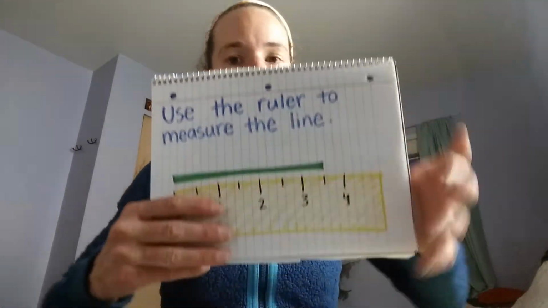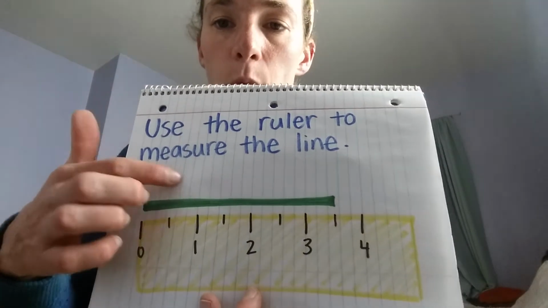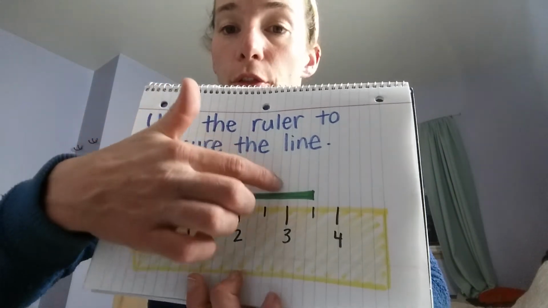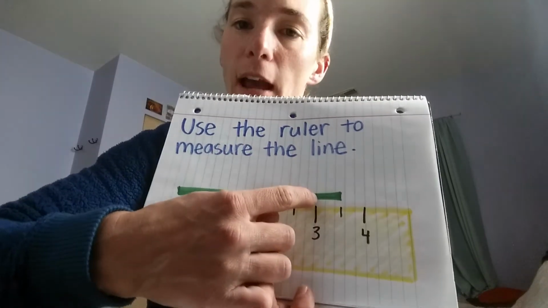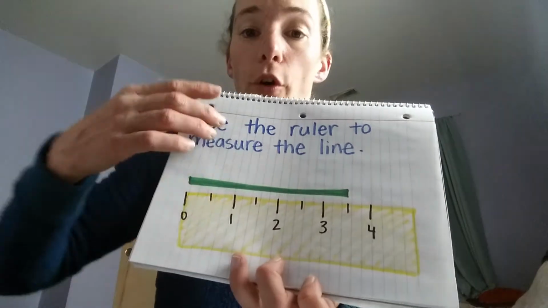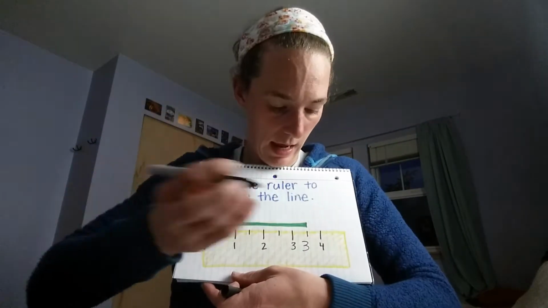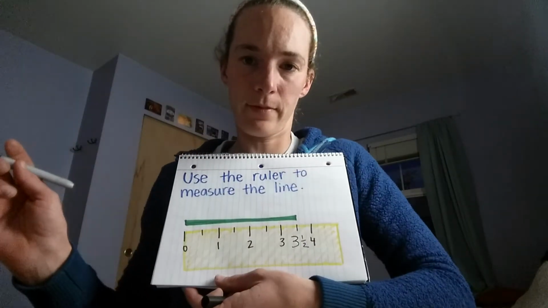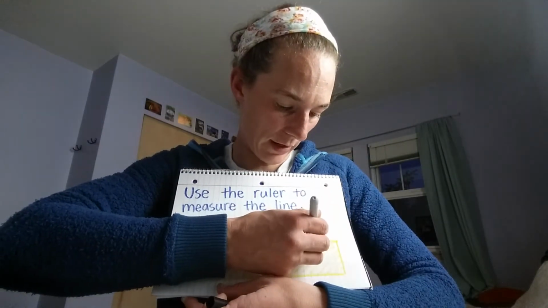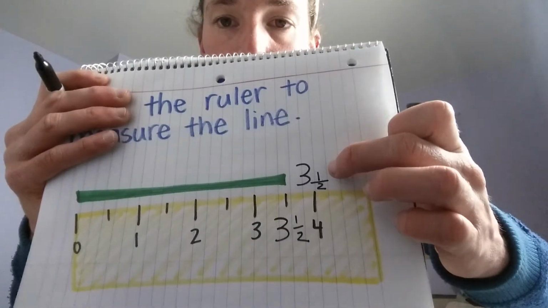Now we can actually use our rulers to measure lines. So let's take a look first at the green line. So think about how long is this line? 1, 2, 3. We count whole numbers first, and then we count our fractional parts. This doesn't go all the way to 4, it's just 1/2. So remember, first we write the whole numbers, 3 and a half. So this line, I'm just going to write it here so I know. Oops, 3 and a half. I almost wrote it the wrong way.